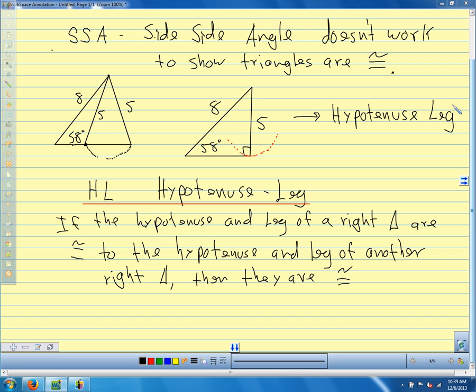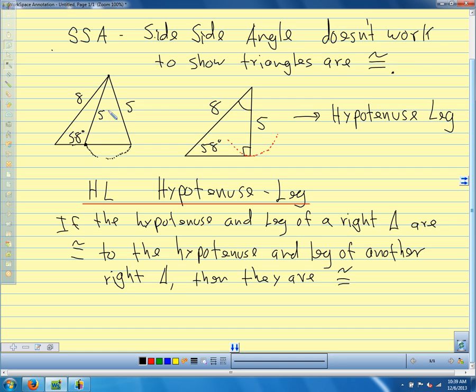Now let's think for a second about why that would work. If we know that this is a 90-degree angle, and for example this is a 58-degree angle, can't we figure out the third angle? How would we figure out that third angle? Add these two together, subtract from 180. So then I could figure out this angle. Well, now I don't have a side-side-angle triangle, I have a side-angle-side triangle. So if I have a right triangle, I can turn it into a side-angle-side triangle. So that's why hypotenuse leg works.